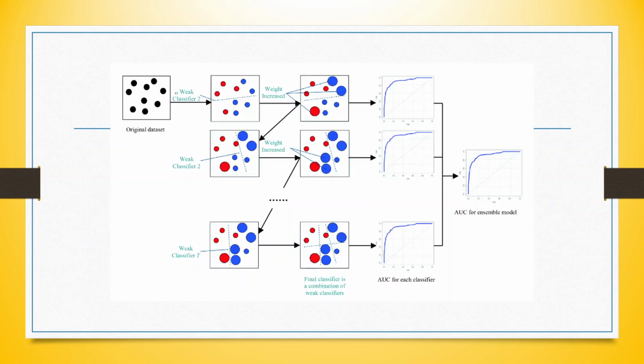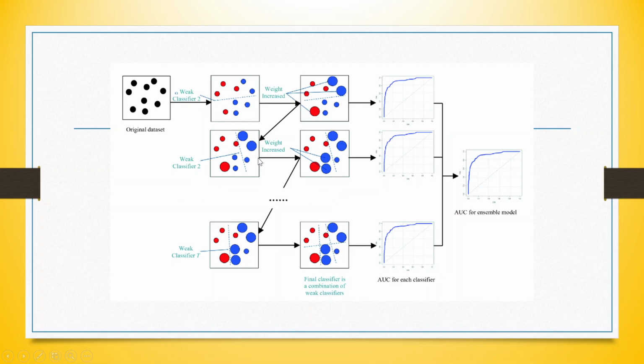Let us try to understand this by a simple diagram. This is the original data set. We are running an algorithm for the classification purpose, but some misclassification has happened. You can see in the red dots, two blue dots are there, and in the blue dots section there is one red dot. Now what we will do is increase the weights of those which are misclassified, which are the errors, and we will again run the algorithm.